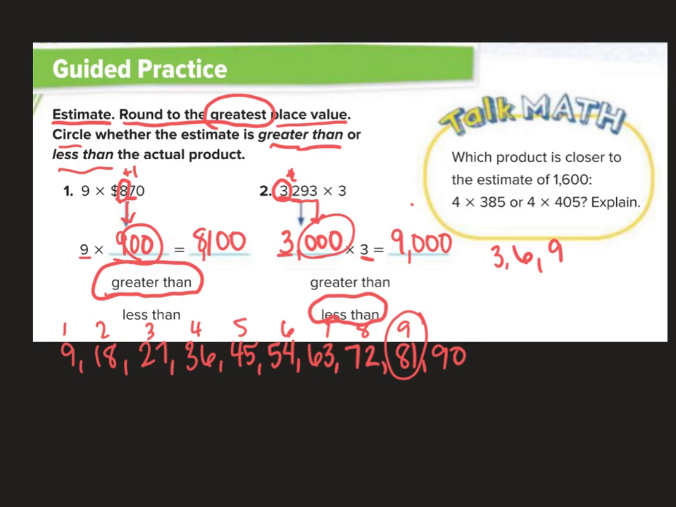Okay, so that is all I have for you for today. So we're rounding to the greatest place value, which is always the digit farthest to the left. And then we multiply and check our zeros, and that's it.